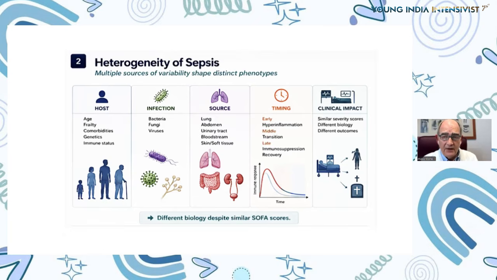Another important factor that plays a major role is the timing. In the same patient, in the same phenotype, you may have an early phase with hyperinflammation, and then gradually, over time, a transition, if the syndrome persists, into a sort of immunosuppression that, if it is solved in a positive way, will lead to a recovery. The clinical impact: you may look at a similar severity score, but at the same time a different biology and different outcomes.